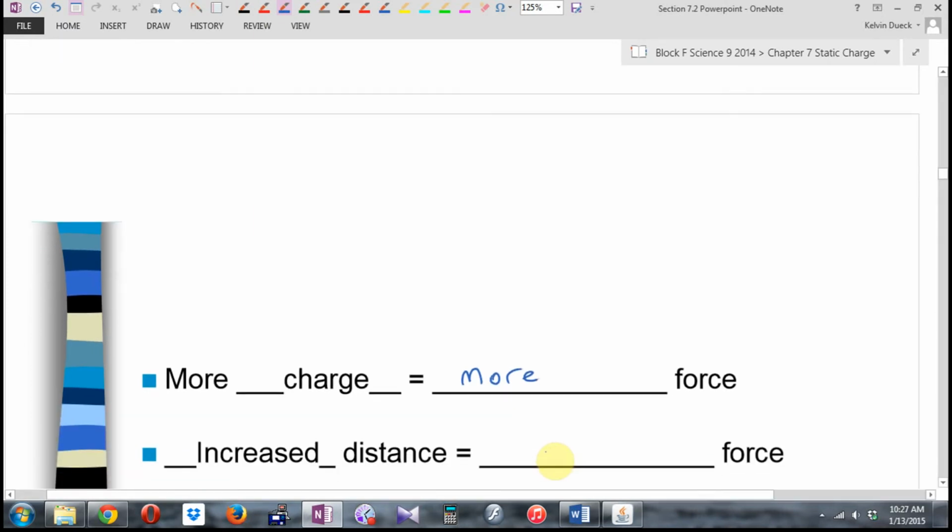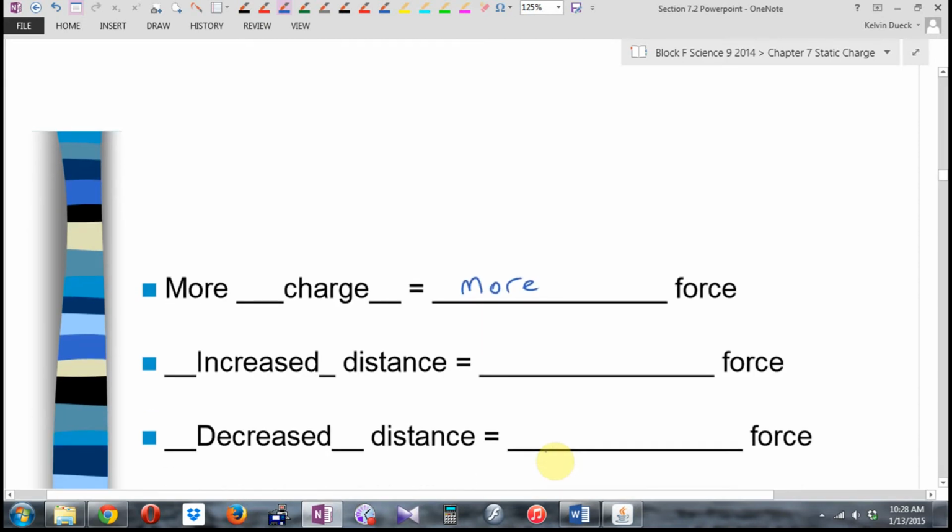What if I increased the distance? What if I moved them further apart from each other? Do you think that they would exert a bigger force or a smaller force? Based on the few electric experiments that you've done so far, have you noticed that the force is stronger when you're closer, or is the force stronger when you're further? So if you increase the distance, what would happen to the electric force between the 2 charged objects? Bigger, smaller, stays the same? Okay, let's come back to that.